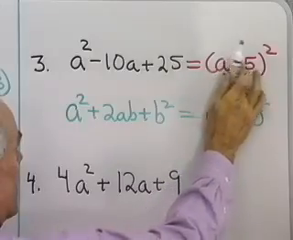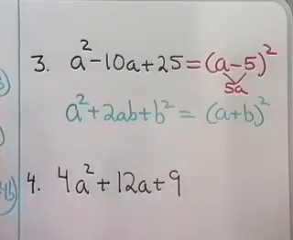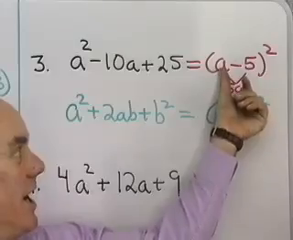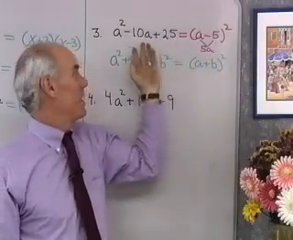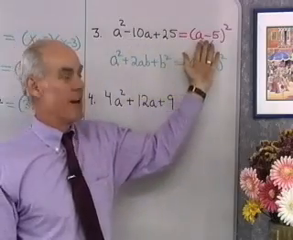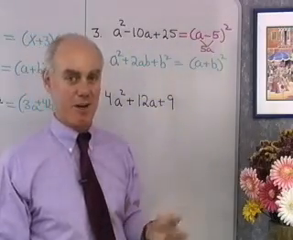So let me get this sign right. A minus 5 quantity squared. A times minus 5 is minus 5a doubled is minus 10a. So this trinomial right here does in fact factor into a minus 5 quantity squared.